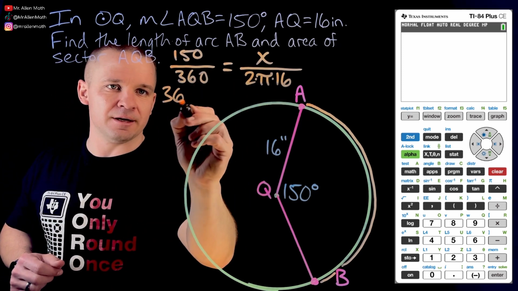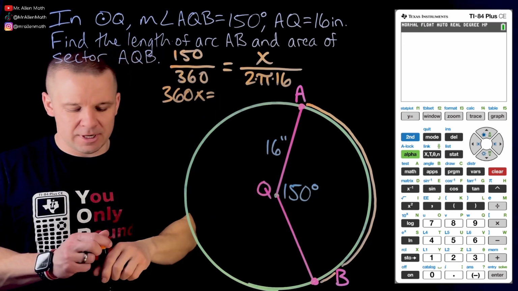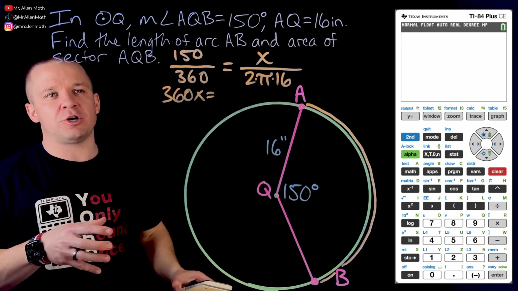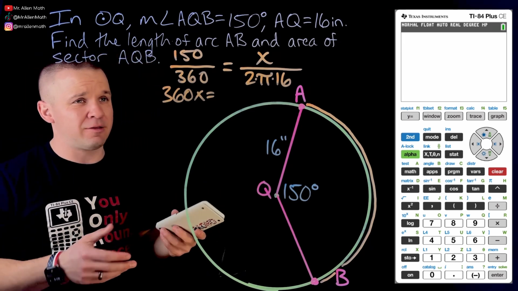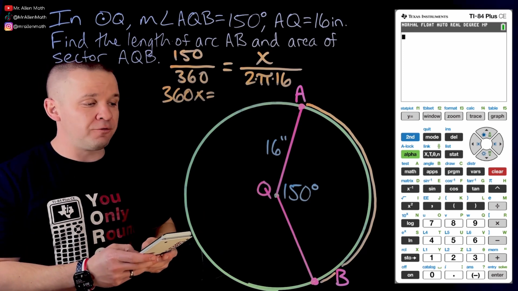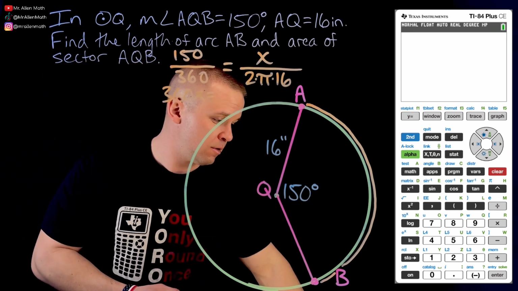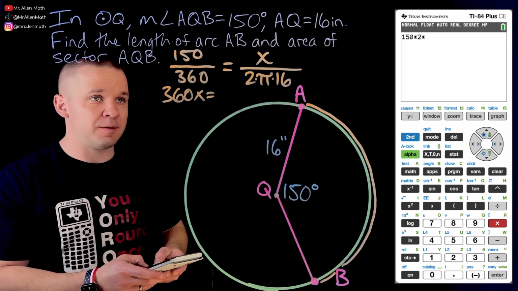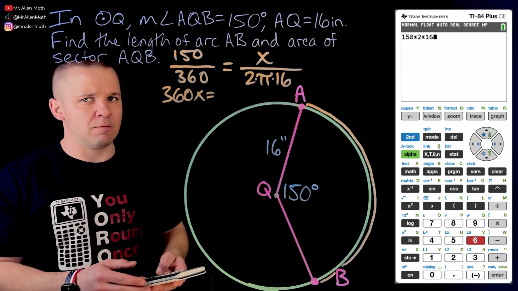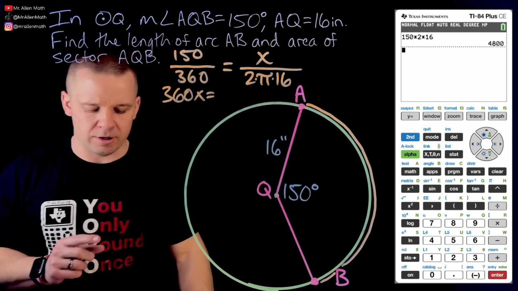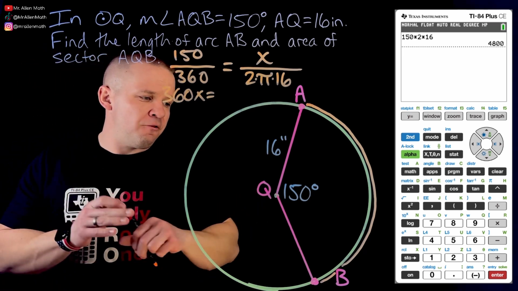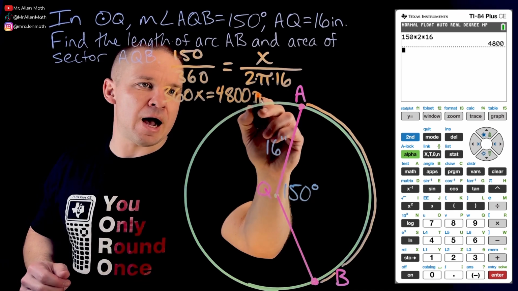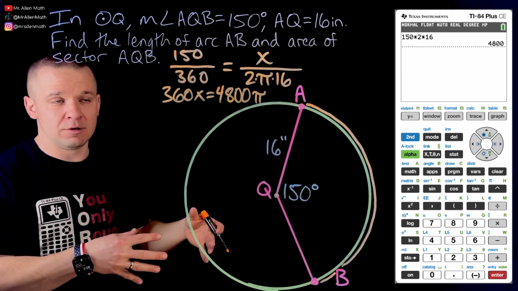360x equals. I'm going to show you guys how I like to type this in my calculator. You can do some simplifications early on, but if you're allowed to use a calculator, I'm just going to go for it. I'm going to do 150 times 2 times 16. And you might be like, wait, what about the pi? I'll show you. So we're going to have 4,800 pi.